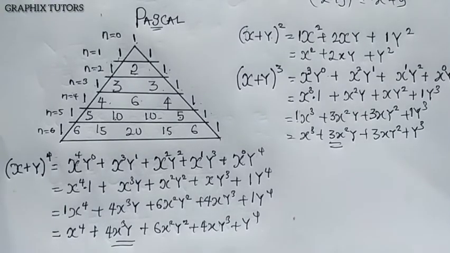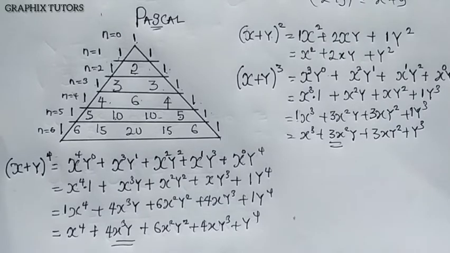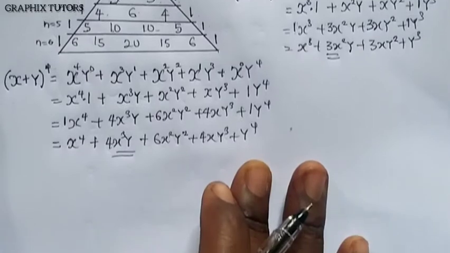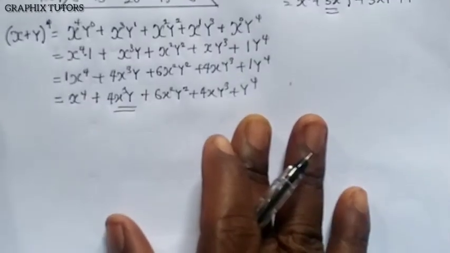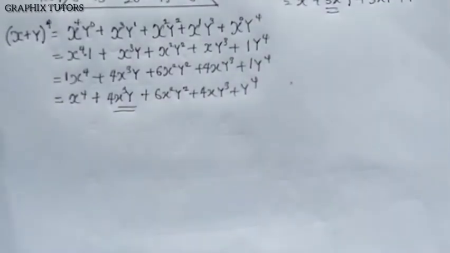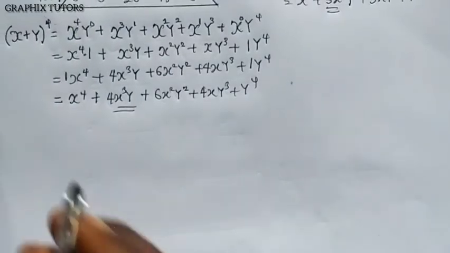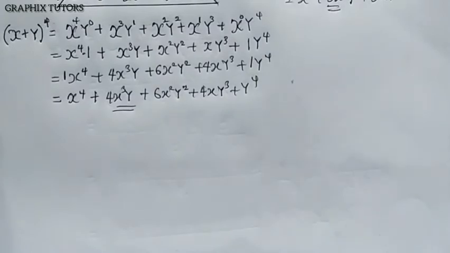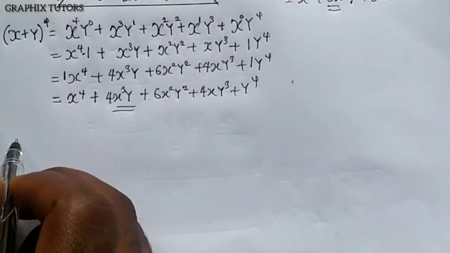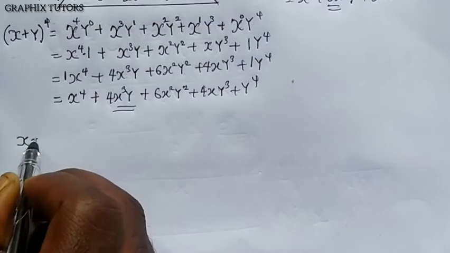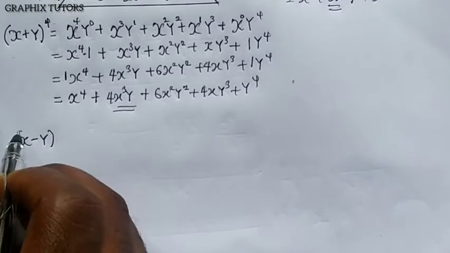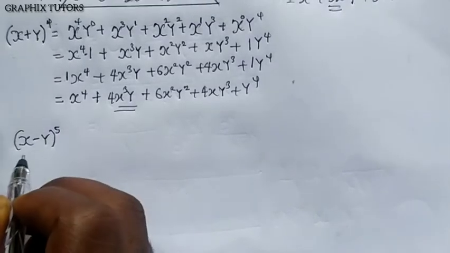Now the question you'll be asking yourself is, what about when we have a negative sign? Let's take that as an example, and I'll use x^5 for instance. The next one that we'll move forward to will be x minus y to the power of 5.